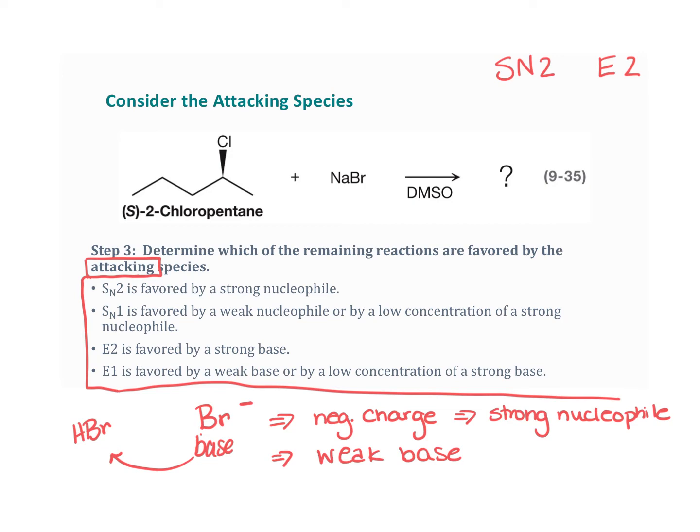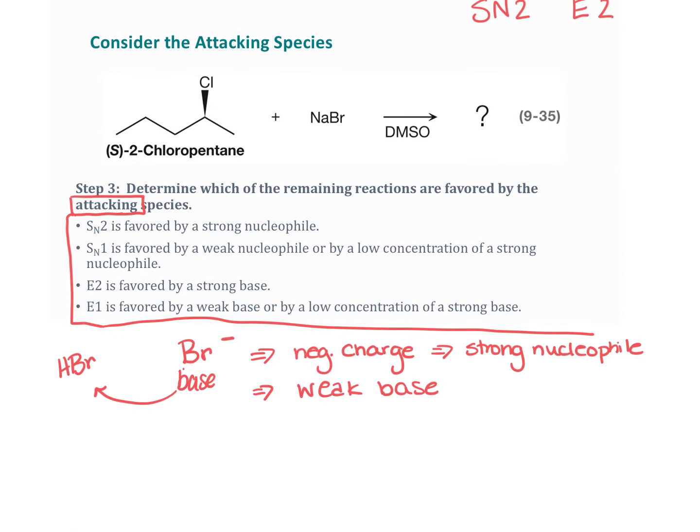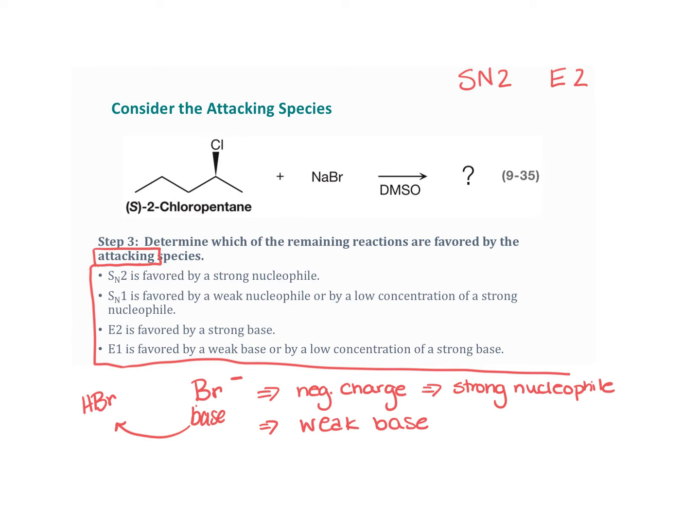So when we look at this, we say, okay, I have a strong nucleophile and a weak base. And the only 2 reactions that I can choose from are SN2 and E2. SN2 is favored by a strong nucleophile. SN1 is favored by a weak nucleophile or a low concentration of a strong nucleophile. Well, we've already ruled out SN1, right? And then E2 is favored by a strong base. E1 is favored by a weak base. Well, we've already ruled out E1.